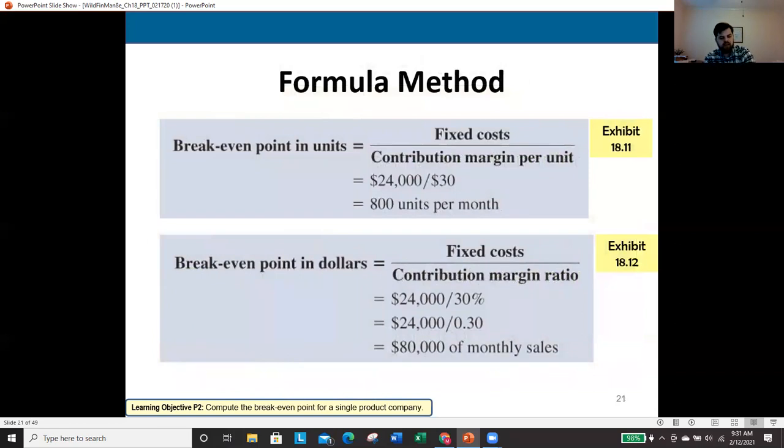The formula method gives us two different formulas. So if I need break-even point in units, this is how this works. I will take my fixed costs divided by my contribution margin per unit. And you say, well, why is it divided by contribution margin per unit? Remember, what is included in contribution margin per unit?